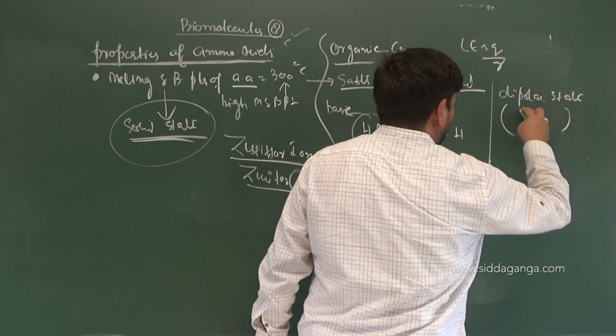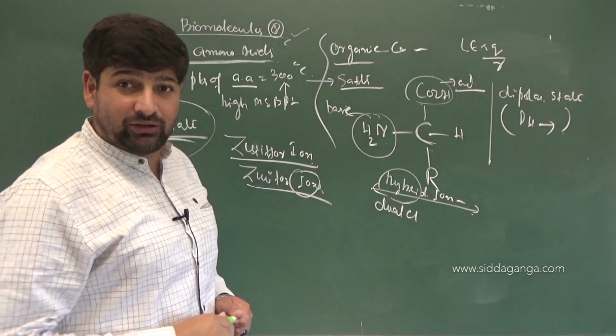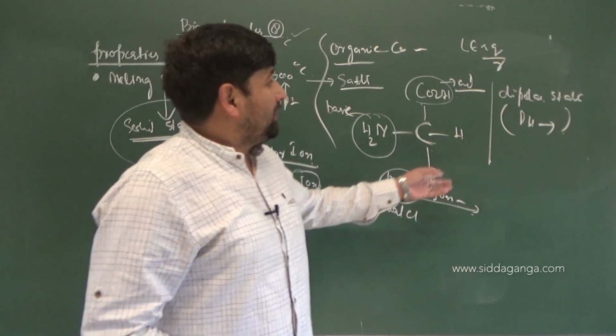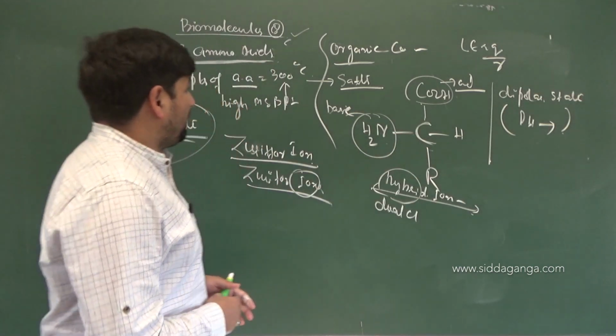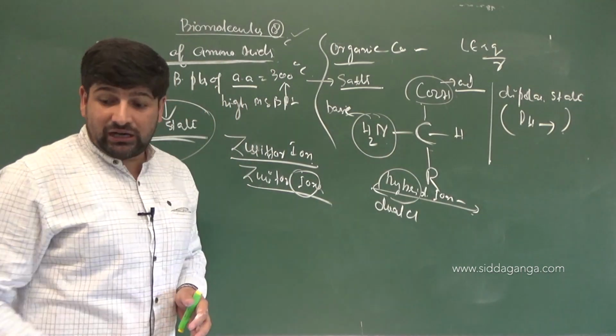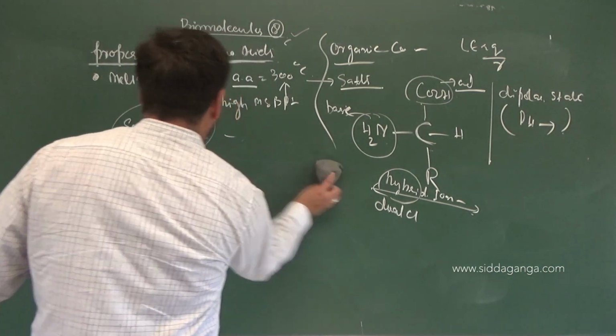And it depends upon the pH of the medium also. What is the pH of the medium? On the basis of that also, we can say what exactly will be the charge present on a particular amino acid. So, amino acids are found as dipolar ions in aqueous medium or in solid state.